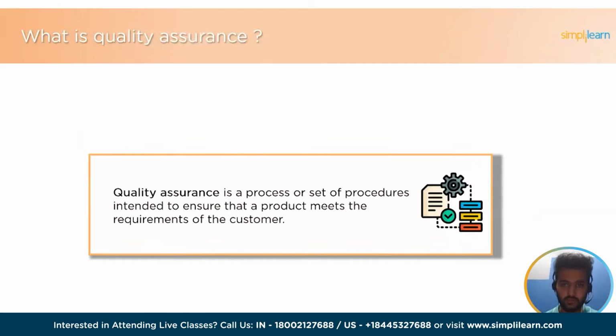Now coming to question number 12. What is quality assurance? Quality assurance is a process or set of procedures intended to ensure that a product or service meets a defined set of quality criteria or meets the requirements of the consumer. It is a process-driven approach to verify that a product or service being developed or provided is meeting the defined quality standards. This can include activities such as inspection, testing, and audits. The goal of quality assurance is to identify and mitigate issues before a product or service is delivered to the customer. So this was quality assurance.